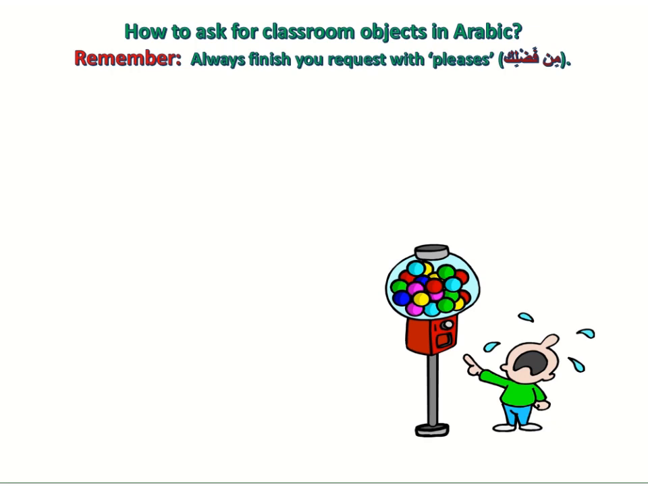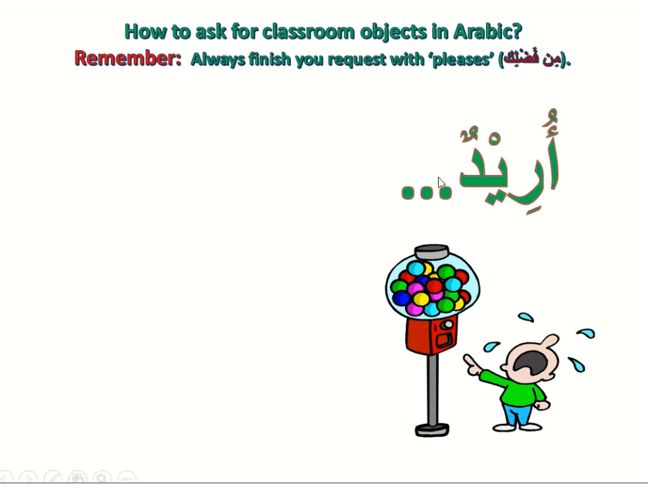So start with uridu, it means I want. Then finish it with min fadlik, which means please. For instance, I will say uridu qalaman, I want a pencil, min fadlik. Look, I finish it with min fadlik. It means please. Uridu kitaban min fadlik. I want a book, please.